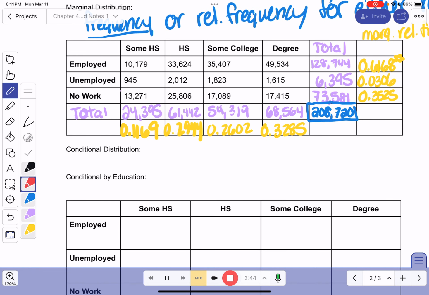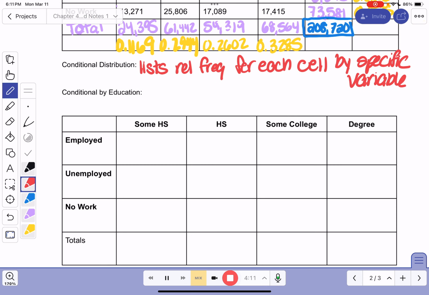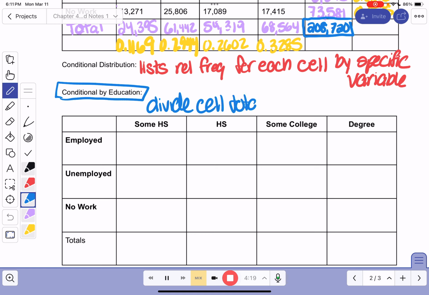A conditional distribution goes one step further, and it lists the relative frequency for each cell by a specific variable. So we're either going to divide them all by the total of education, or we're going to divide them all by the total of work. So conditional by education means divide every cell total by the education total.